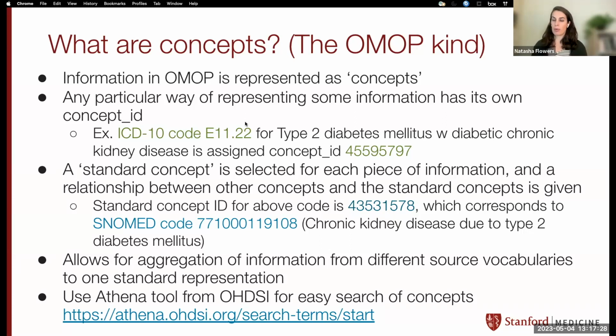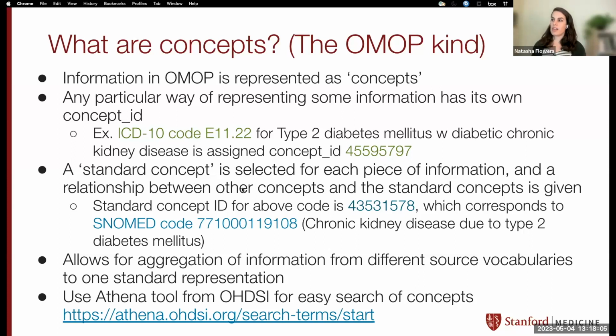For example, something like the ICD-10 code E11.22, which is for type 2 diabetes mellitus with diabetic chronic kidney disease, is given a unique concept ID of 4559577. You do not need to remember any of these specific IDs. You will always look them up. Because this particular code might not be unique across all different vocabularies, OMOP Odyssey has assigned a unique identifier in the form of the concept ID for any given code or idea or concept.